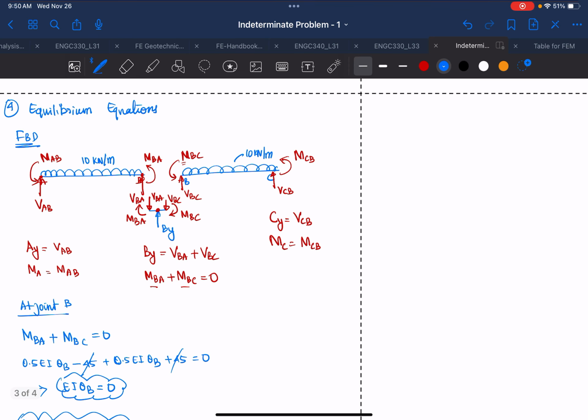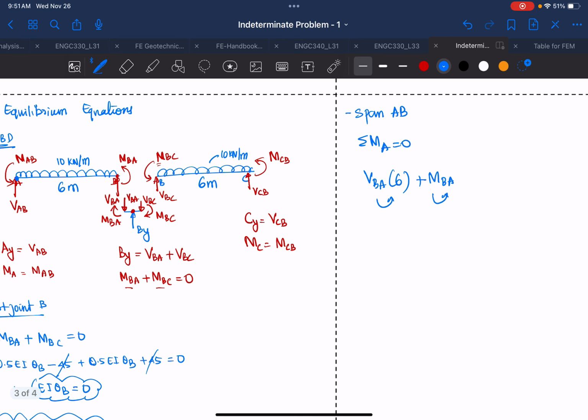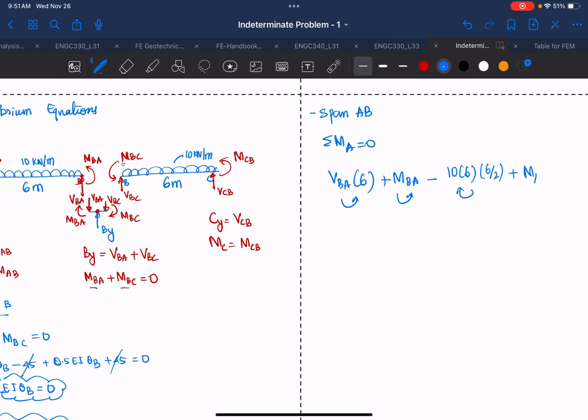So finally, we'll take span AB. We'll just take only this section AB, and if we take the moment summation of all the moments equal to 0 at A, this is point A. We are taking it at point A. At point A, you'll see that VBA into 6, this is 6 meter, counterclockwise positive, plus MBA, again counterclockwise positive, and then we have minus 10 into 6 into 6 over 2, and this is clockwise, so negative, and then we have plus MAB, again counterclockwise, and this must be equal to 0.